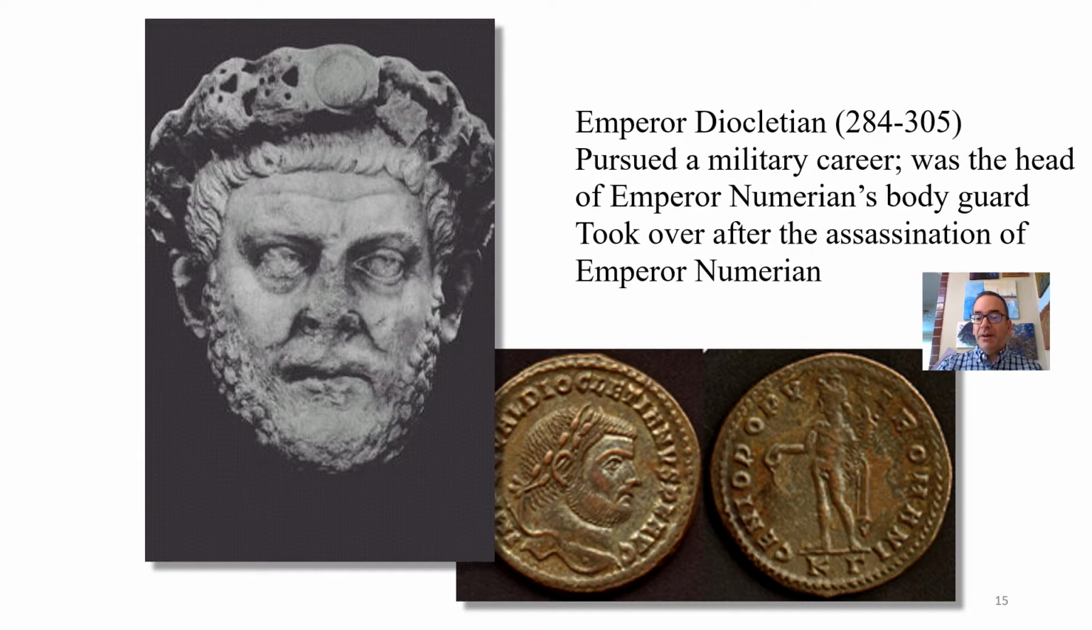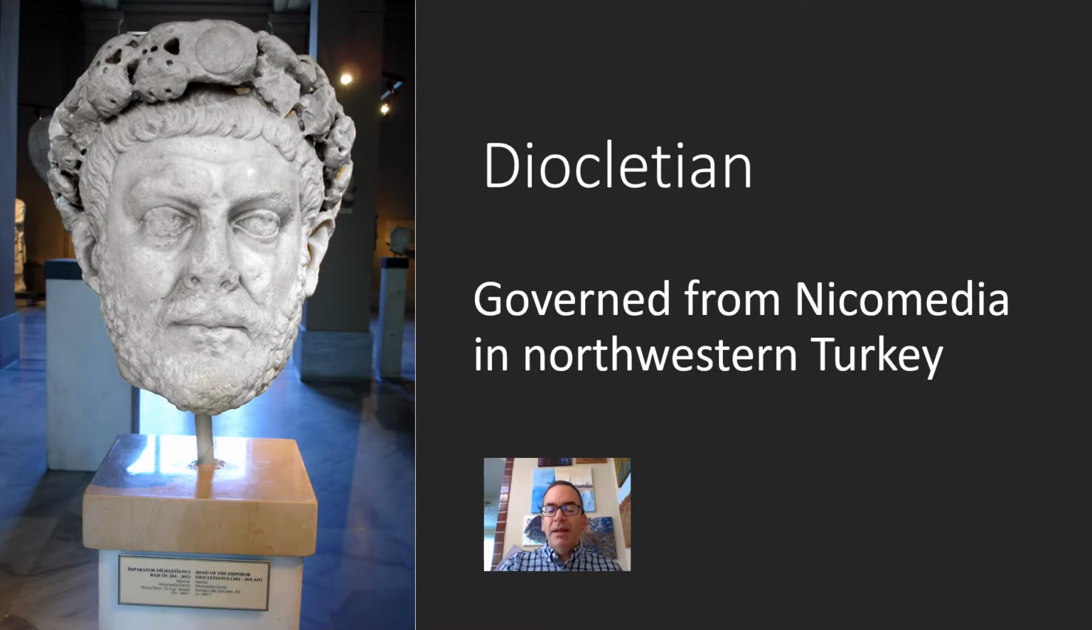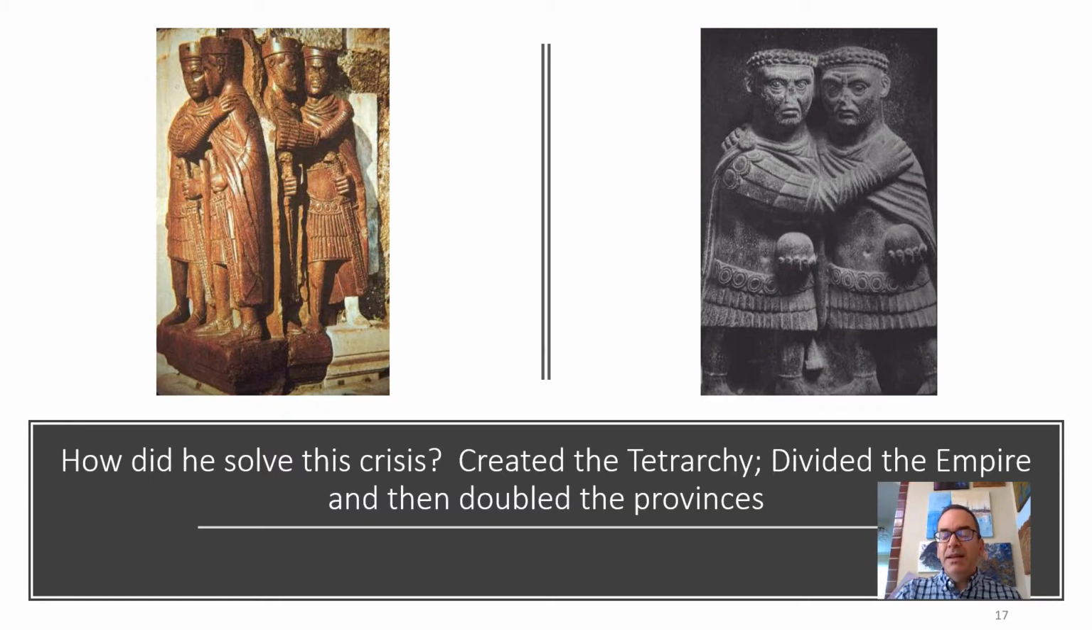He started off fairly low in the military and then rose up to be the head of the bodyguard for an emperor named Numerian. Now, Numerian was assassinated, and then Diocletian took over. Diocletian did not rule from Rome. He ruled from a city called Nicomedia, which is in northwestern Turkey, and this really becomes his capital. He stays in northwestern Turkey mostly because he had to deal with the Persians still. And if you're in Rome, that's a long ways away.